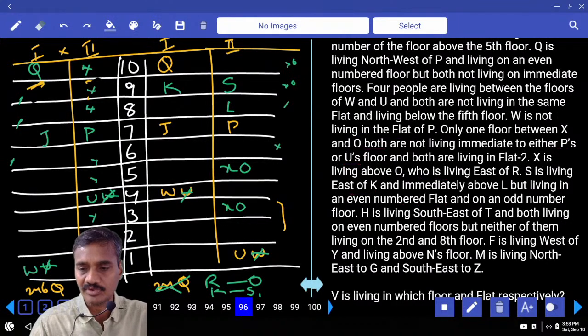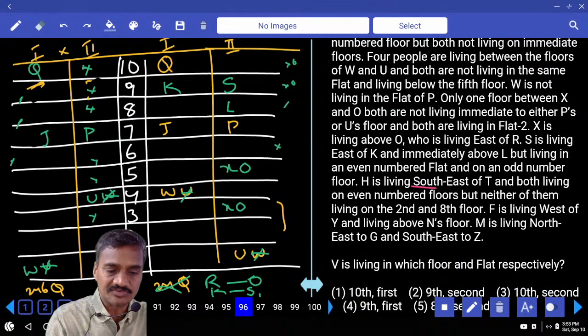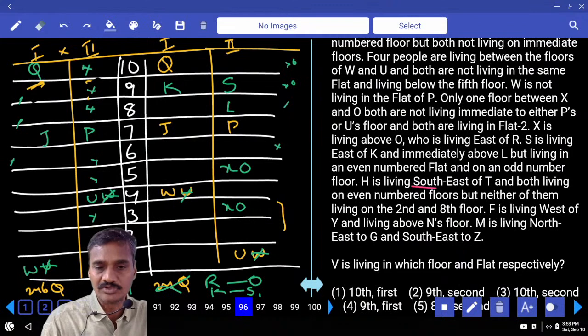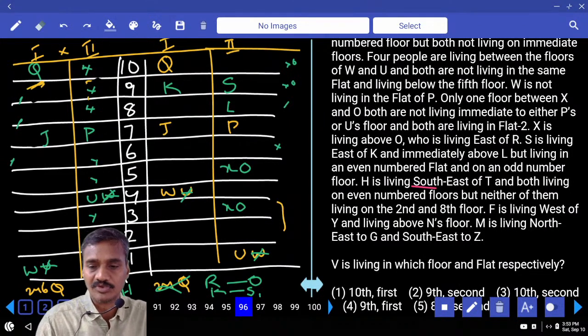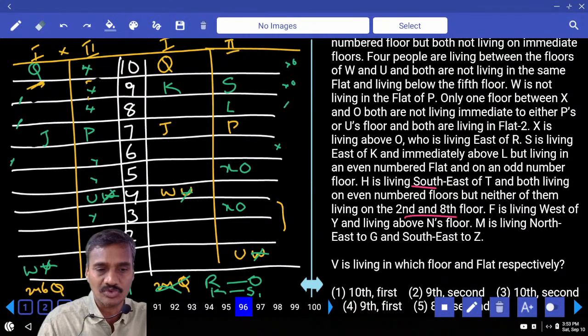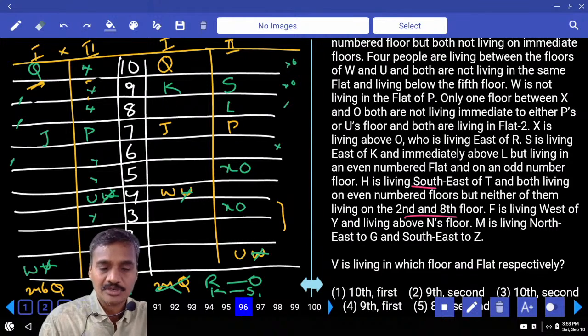And on an odd numbered floor, H is southeast of T. H is living to the southeast of T, and both are living on even numbered floors, but neither on 2nd nor 8th. Now 2nd and 8th, H and T are ruled out. Then H and T cannot be on the 10th floor as well. T must be here, southeast of it. Hence it cannot be 10, 8, and 2nd is ruled out; 4 and 6. Now with 4 and 6, is there a possibility or not?